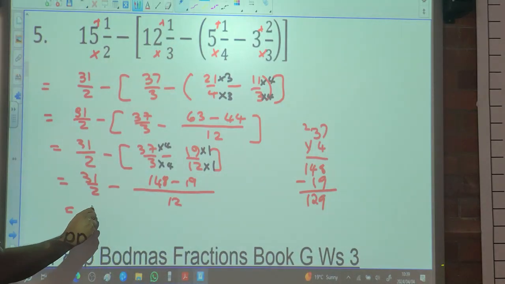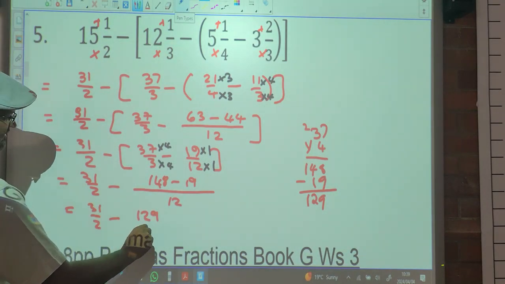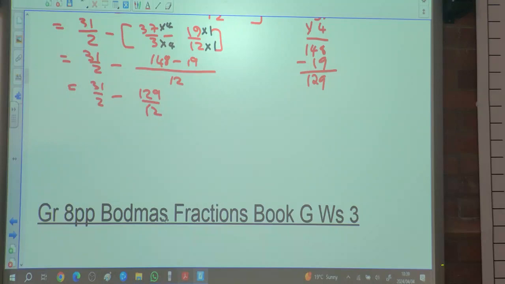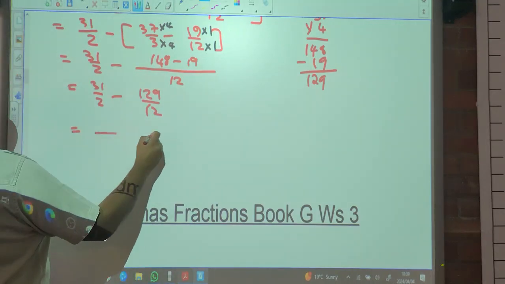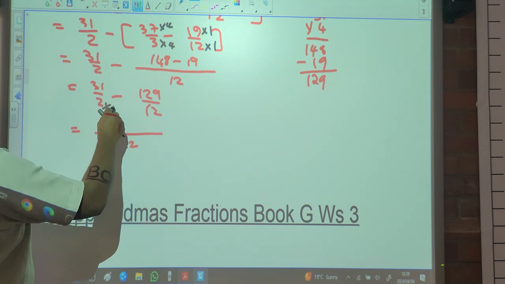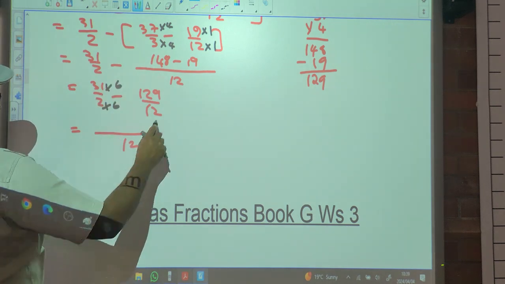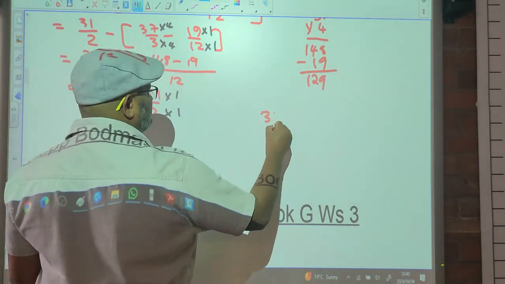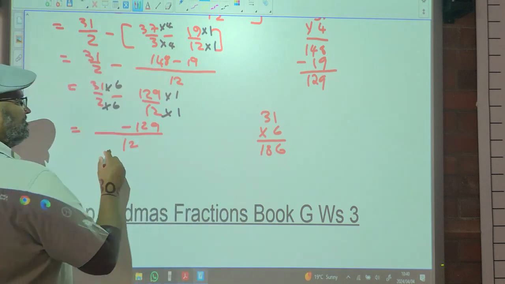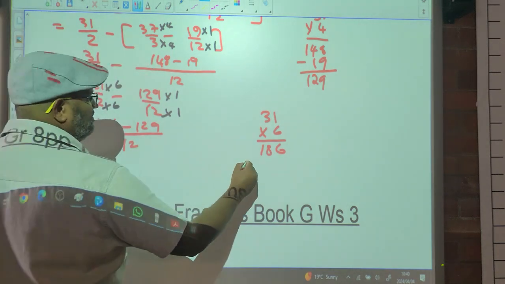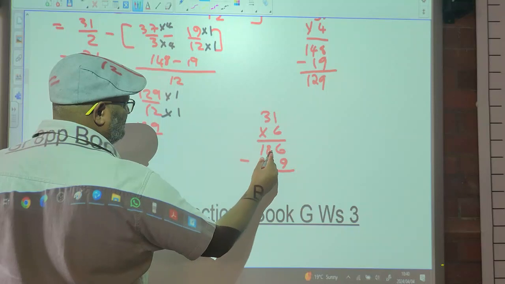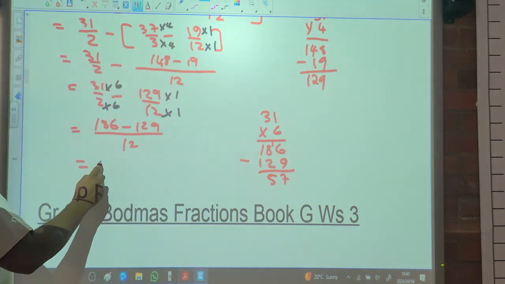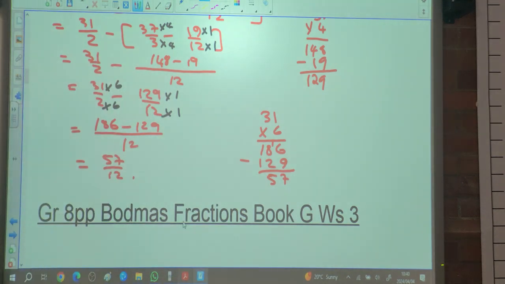Yes, sir. So it's going to be 31 over 2 minus 129 over 12. What's your LCM here now? 12. So I'll multiply this number by 6. 31 times 6, so it's going to be 186. You all agree with that? Yes, sir. Minus 129. 186 minus 129 is 57. That's 57 over 12.